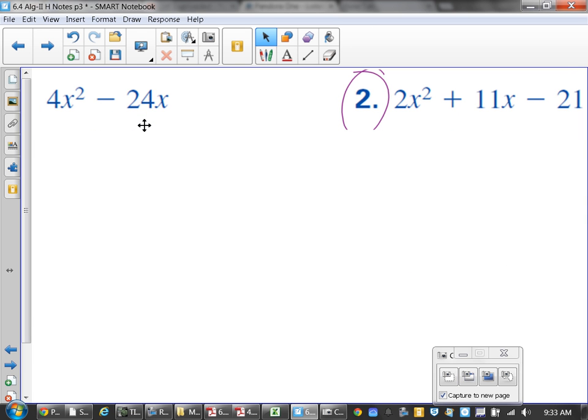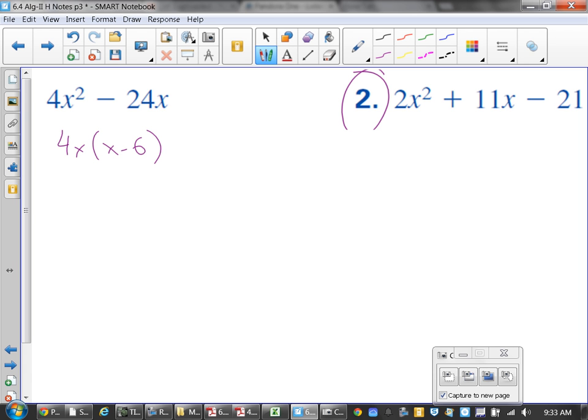If I'm looking at these first two, what's the first thing you do for 4x squared and 24x? Factor out the 4x. Good. So when you factor out the 4x, you're left with x minus 6. Is there anything else you can do then? No. Now, just for argument's sake, what would you do if it equaled 0? Set each of them equal to 0, and you already told me the zeros would be at 0 and 6. Very good.